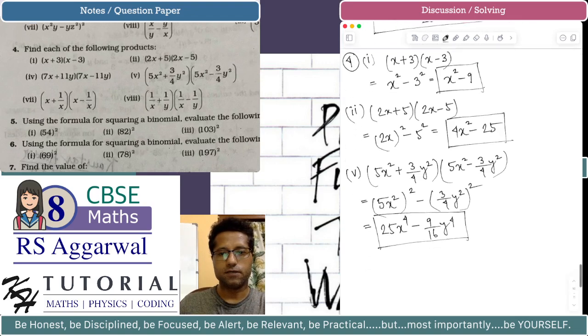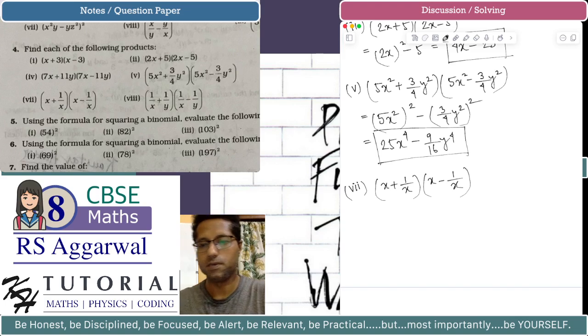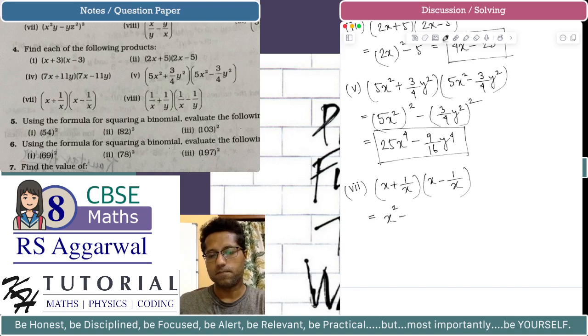Let's do 7. It is x plus 1 by x multiplied by x minus 1 by x. So this is also of the form a plus b into a minus b, where a is x and b is 1 by x. So the formula is a square minus b square.